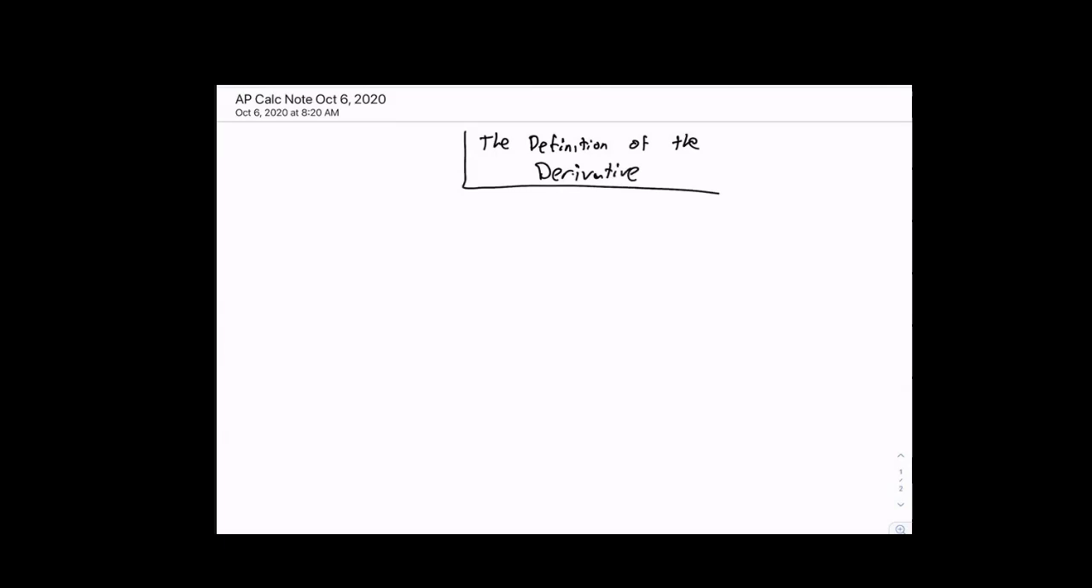Now, this word derivative is a very important word in calculus, and we need to understand what it means and how to find it. First off, we need to find it in terms of its definition, which means utilizing limit notation. So, the definition of the derivative is also referred to as... when I say this word derivative, what it means here is the slope of the tangent.